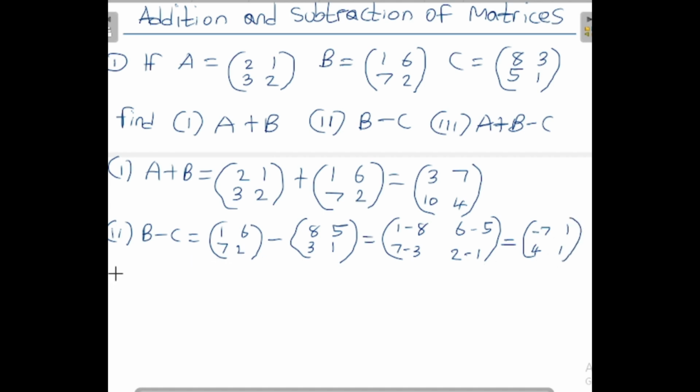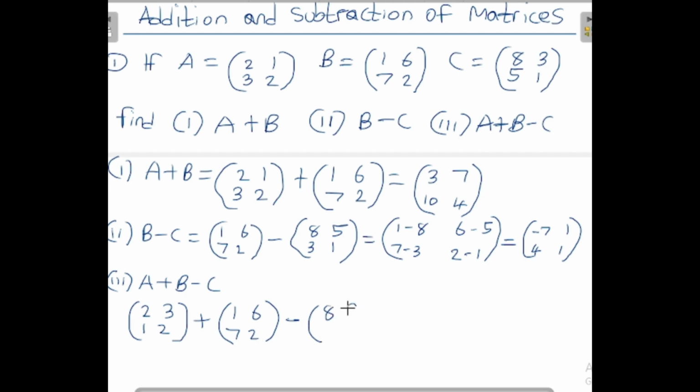Then the third question is like this. We say A plus B minus C. Now we go like this. A is 2 1 3 2, plus B, 1 6 7 2, minus C, 8 3 5 1. Then close. Open your bracket: 2 plus 1 minus 8.